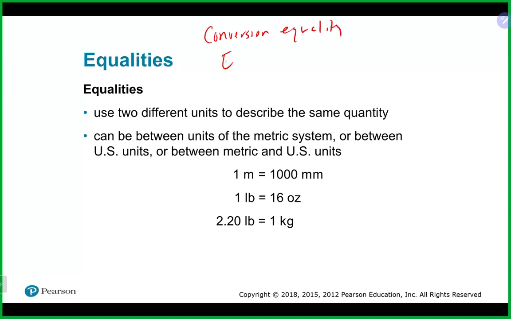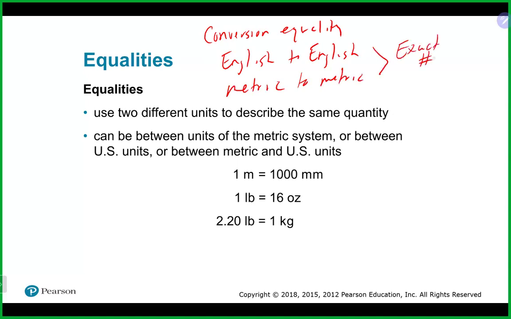that is an English to English one, or a metric to metric conversion, all of these are considered exact numbers. When we get our answer and do our calculation, we don't have to take any of those into account in terms of our significant figures. Last time, right?